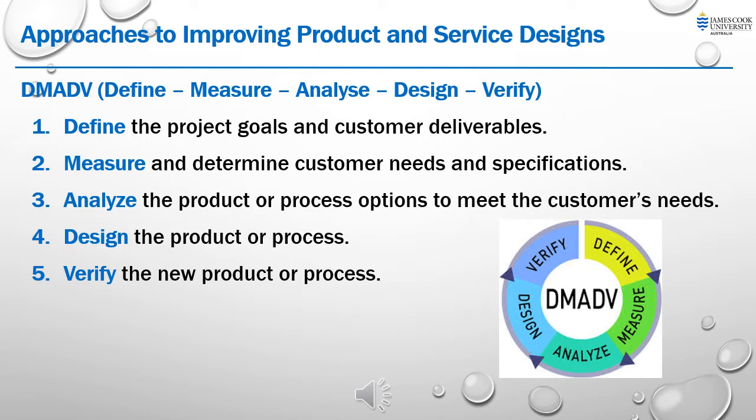Define. In this stage, the goals and objectives of a project are defined and the project team is established. The team identifies the customer needs and requirements and defines the project scope and timeline. Measure. In this stage, data is collected to quantify the current performance of the existing product, service, or process. The team identifies the key metrics that will be used to measure the success of the project.